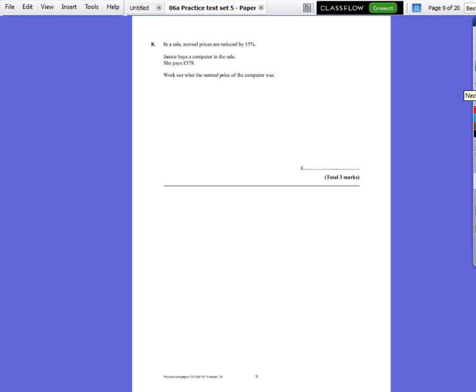Question 8. In a sale, normal prices are reduced by 15%. So straight away, to reduce by 15%, we do 100% minus the 15%. So we would want to be finding 85% of the price. It says Janice buys a computer in the sale and she pays £578. What was the normal price?